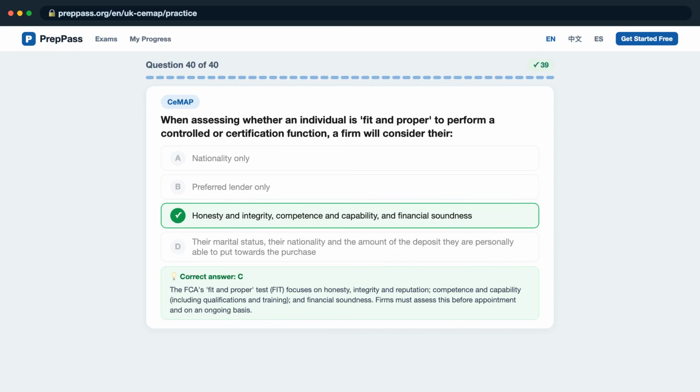The FCA's Fit and Proper test, FIT, focuses on honesty, integrity and reputation, competence and capability, including qualifications and training, and financial soundness. Firms must assess this before appointment and on an ongoing basis.